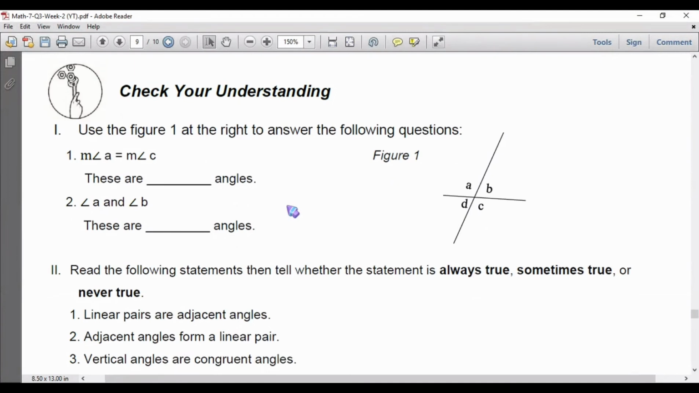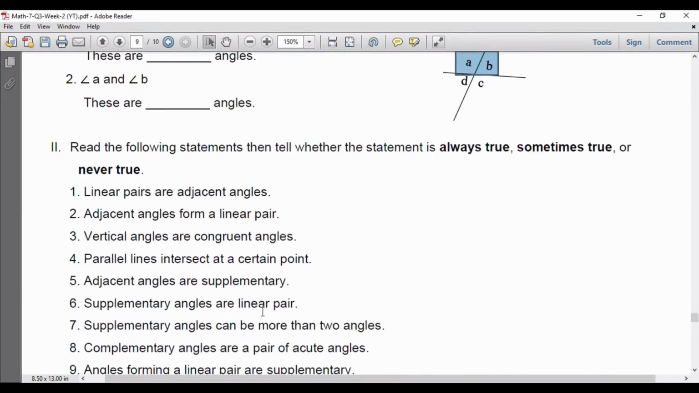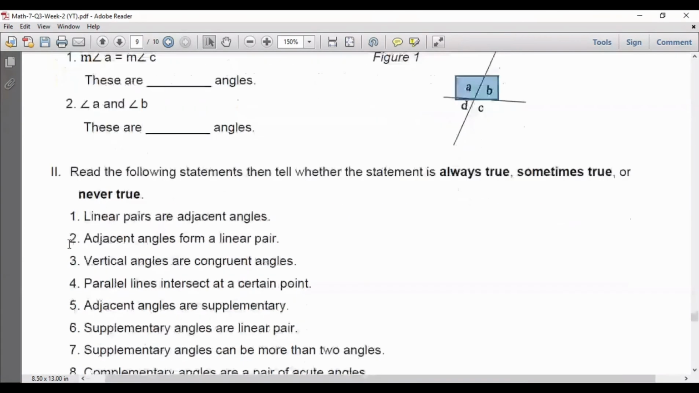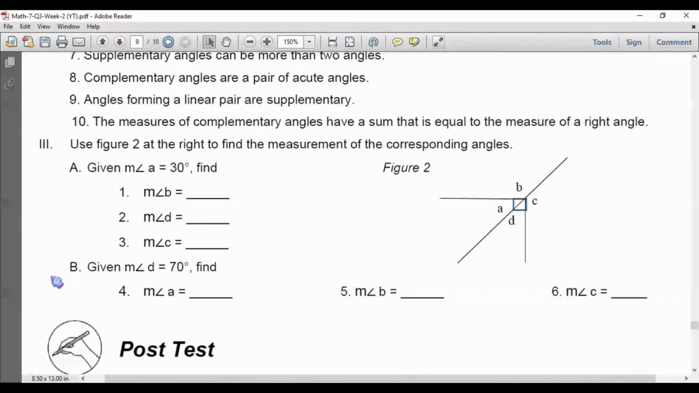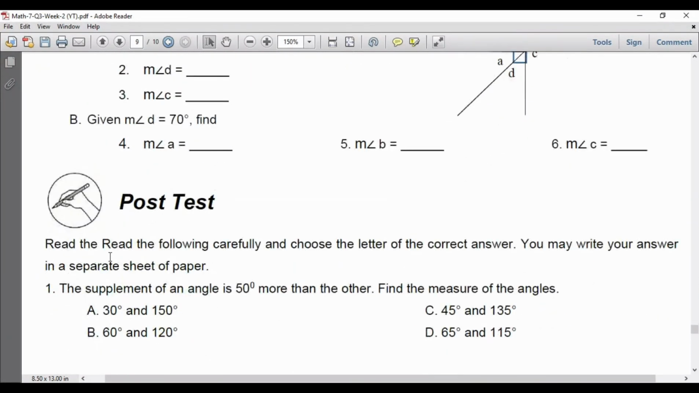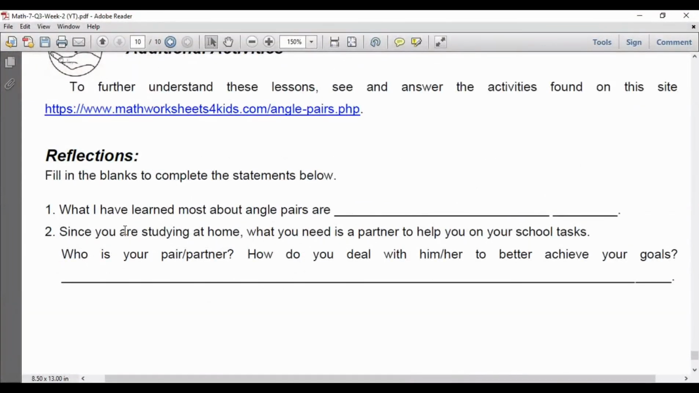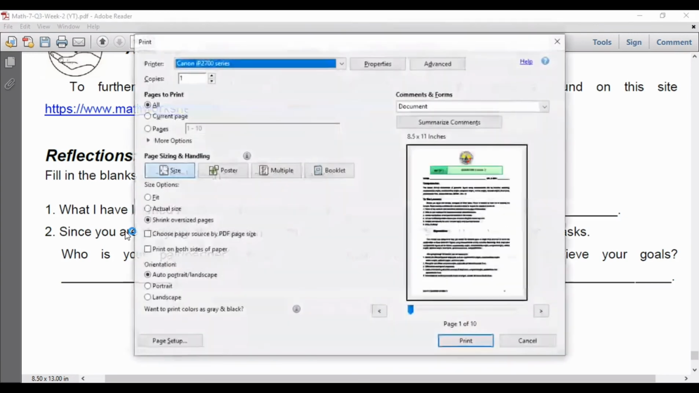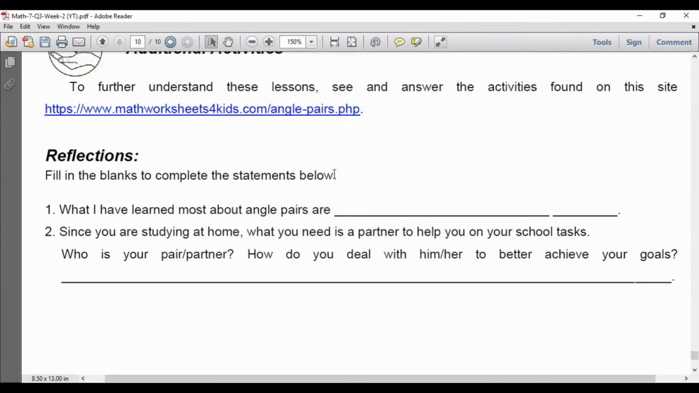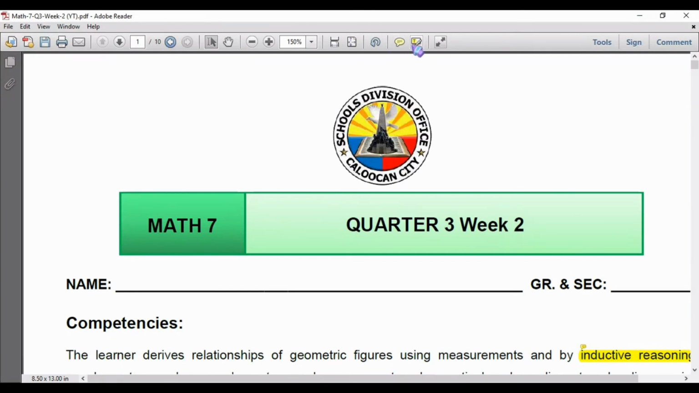I want you to answer the Check Your Understanding. It's easy, and you can answer it. Check your understanding, Test 1, Test 2, Test 3, A and B, the post tests, and the reflections. That is what you will answer in your module. That's all about our quarter 3 week 2 module.